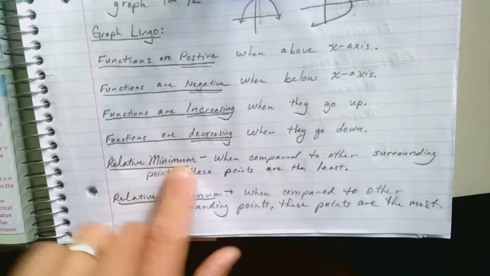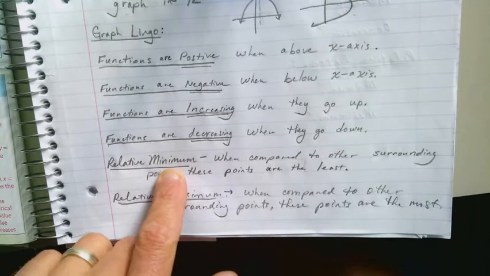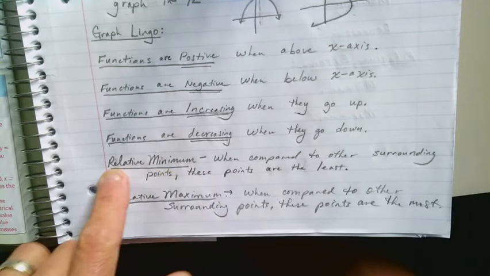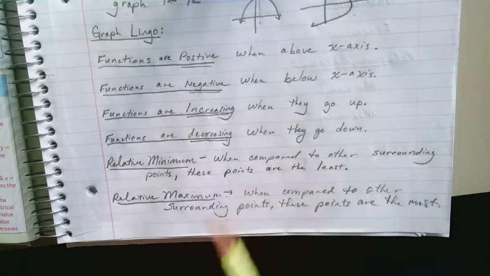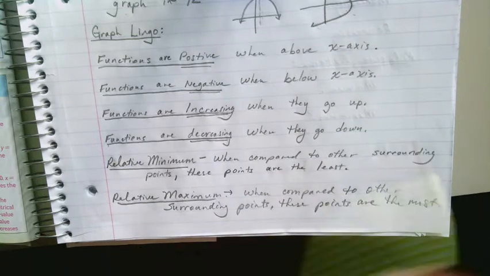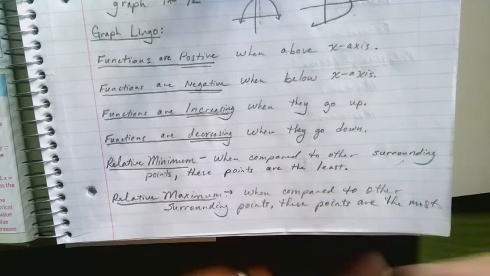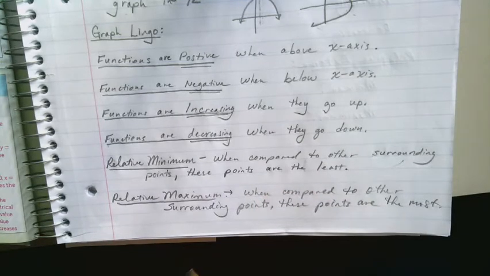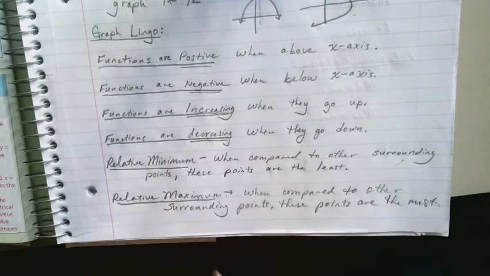Relative minimum. Now, I think we all know what minimum means, right? To be the smallest, or the least. And then relative means in comparison to what is around it, okay? And so I wrote down here, when compared to the other surrounding points, these points are the least. And I'll show you a picture of that here in a second. Same thing with relative maximum. When compared to the other surrounding points, the points are the most, okay?